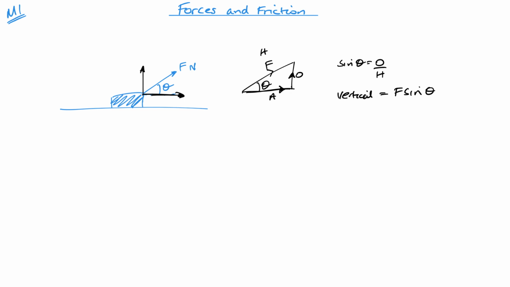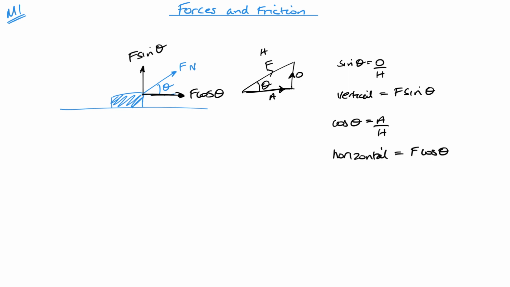If I think of the horizontal component, which is this one, this is adjacent. We know the hypotenuse, so we're going to use cos. Cos theta is adjacent over hypotenuse, isn't it? So my horizontal component is going to be F cos theta. It's all about just rearranging our trigonometry. So this is F cos theta, and this one is F sine theta.